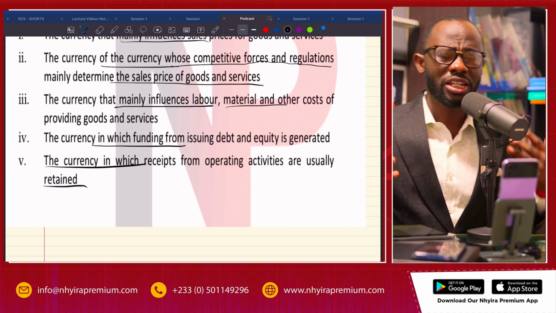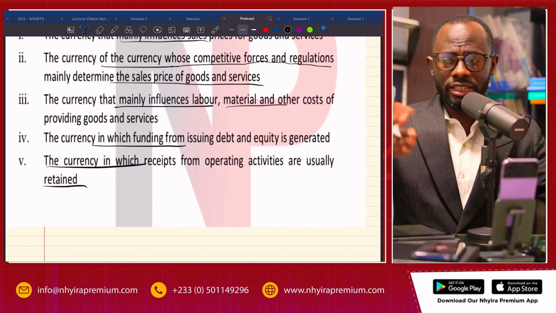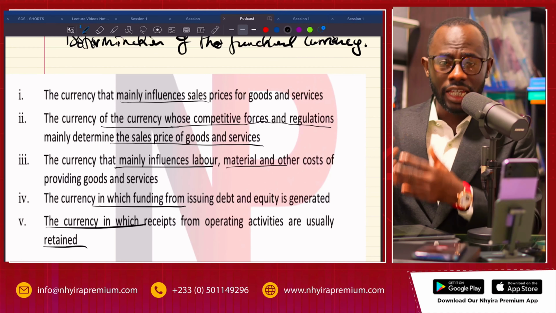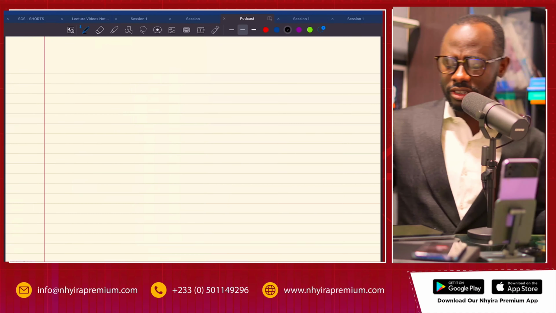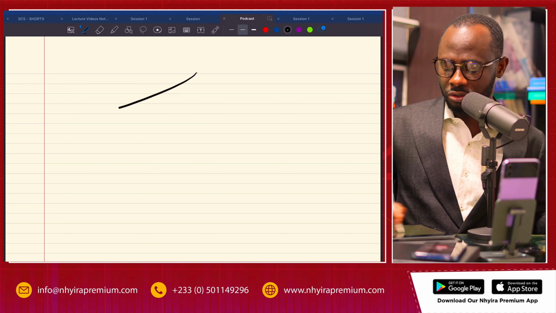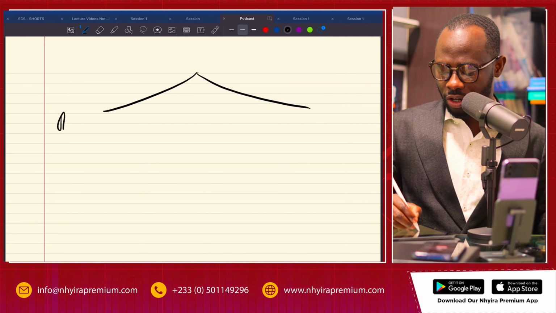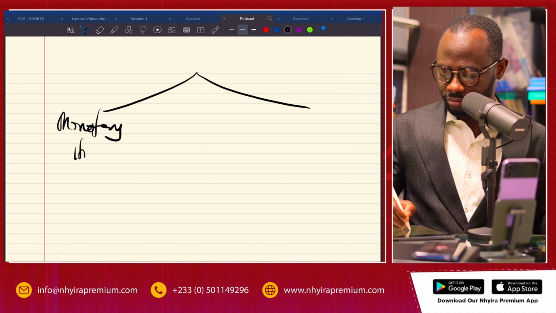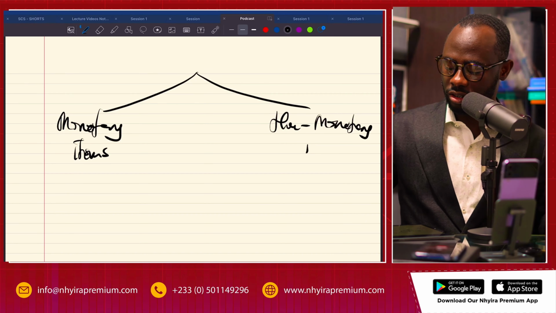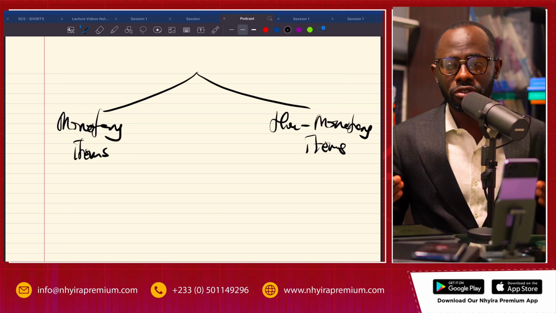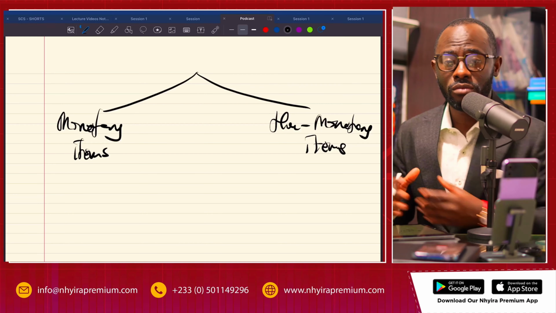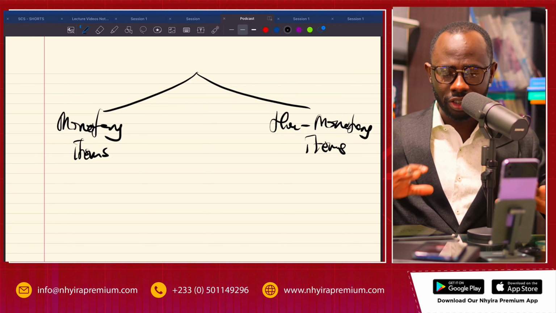So if we want to determine the functional currency of an entity, and we don't know it, then these pointers may guide us in the determination of the currency. It then means that broadly, foreign transactions will be divided into two key categories: monetary items and non-monetary items. It is important we set this up because the treatment of monetary items will be different from non-monetary items.